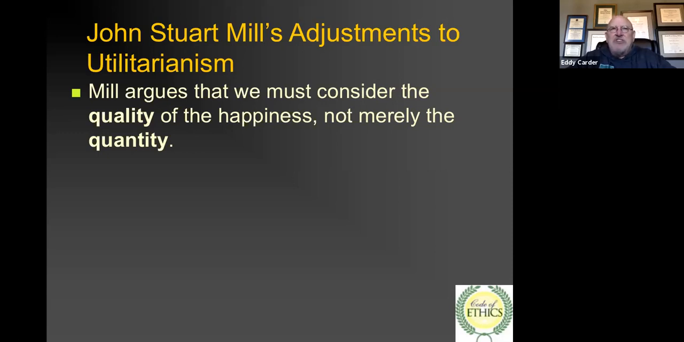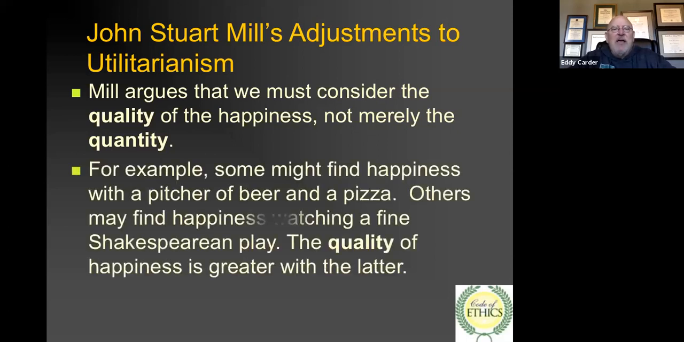We can't just take into consideration the quantity of the happiness, but we have to take into consideration the quality of the happiness that is produced by our moral decisions. For example, some might find happiness with a pitcher of beer and a pizza. Others may find happiness watching a fine Shakespearean play. The quality of happiness is greater with the Shakespearean play than with the latter.